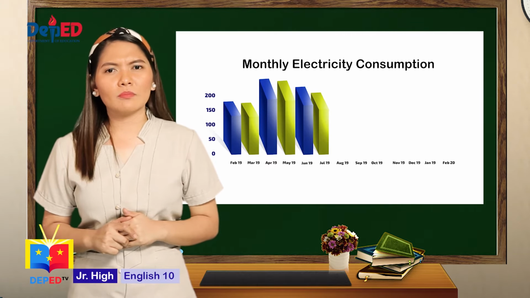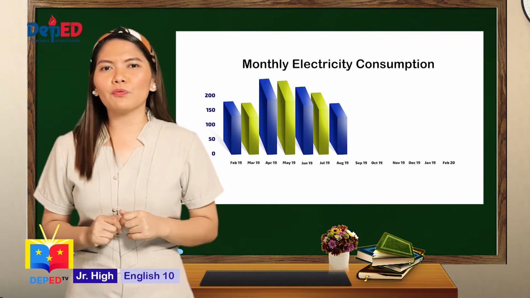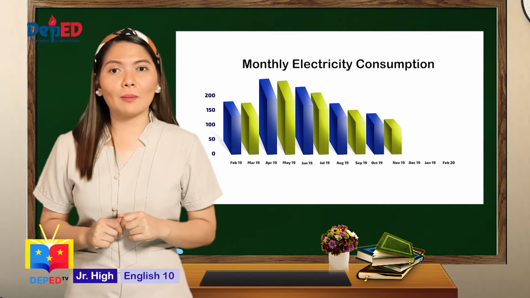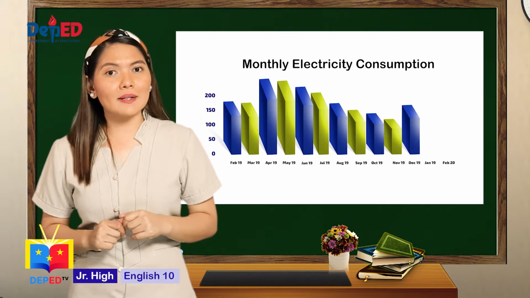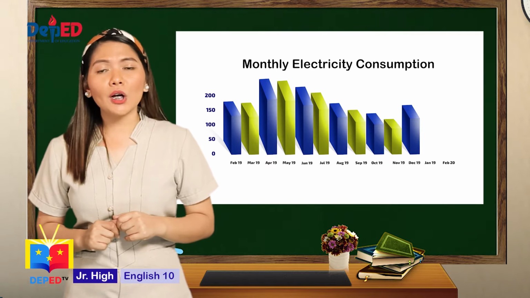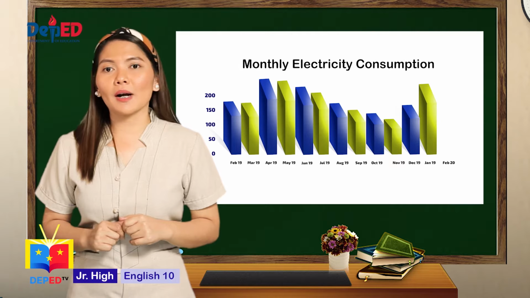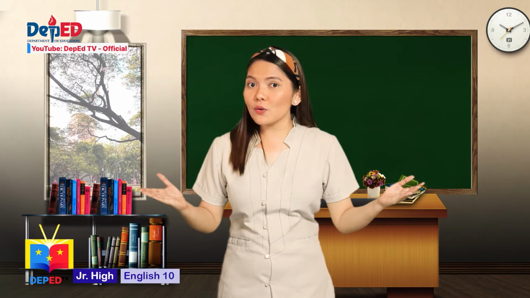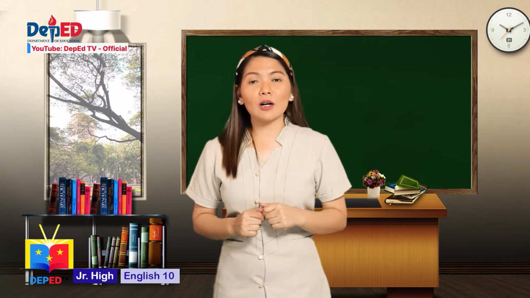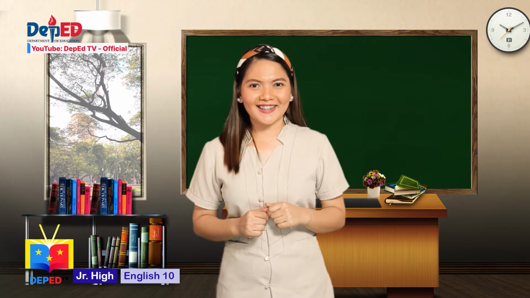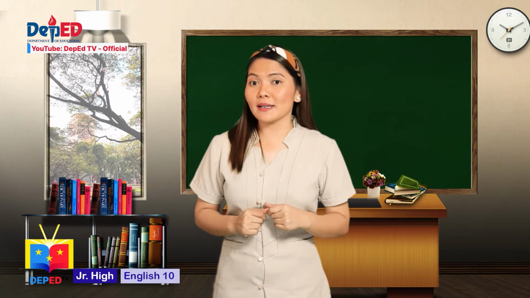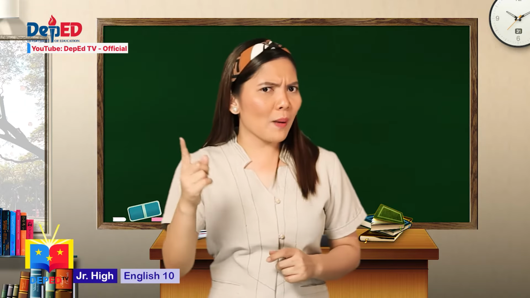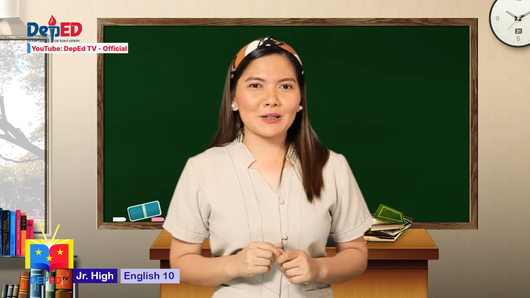160 in July, around 100 to 140 in August, September, and October, 80 only in November, 120 in December, and 160 kilowatts in January and February this year. With the use of a bar graph, we could easily track our monthly electricity consumption. So I could say that our average electricity consumption was 160 kilowatts per hour. What about you? What is your average electricity consumption?